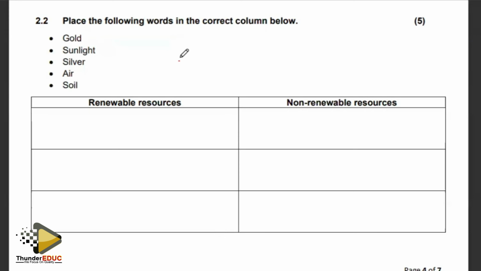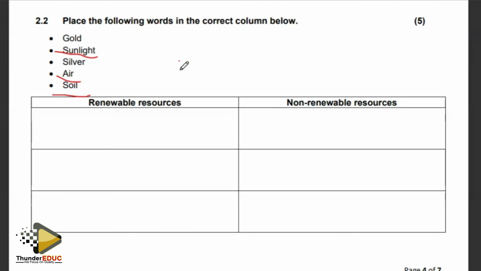Non-renewable means they can be used up. The moment they are used up, you cannot regain them again. So under renewable resources, I will highlight all the resources that we can have again. They can be used up, but they can grow again. We have sunlight. I will color it red. We have air. We also have soil.